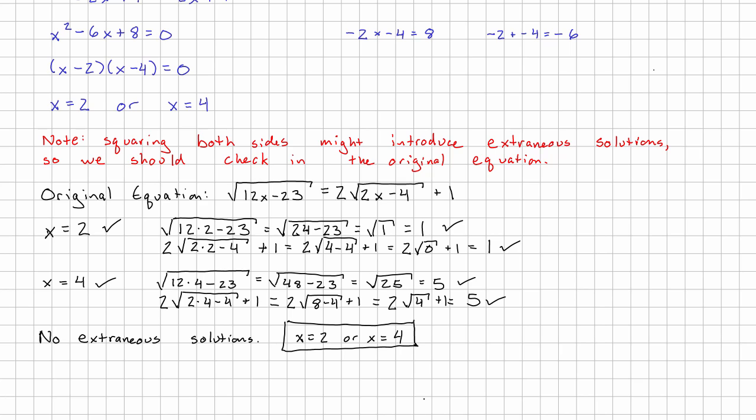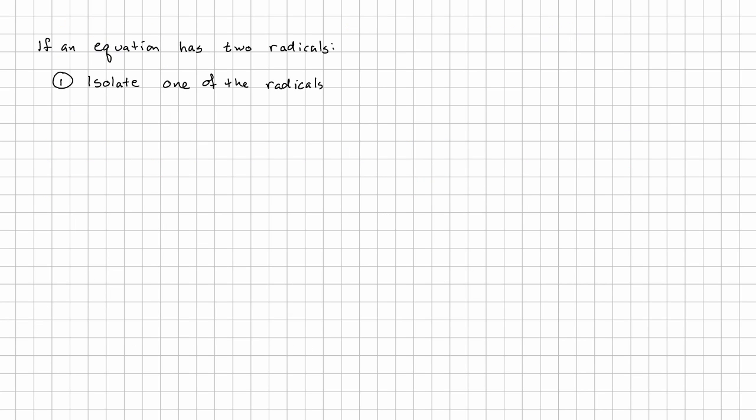So the way that we solve these, if there are two radicals and other terms, is just the same as the way that we've done this before. We just have to be more careful. All right, what's the process? We'll start by isolating one of the radicals. Once we've done that, whichever radical we isolated, we'll take an appropriate power on both sides to eliminate it.